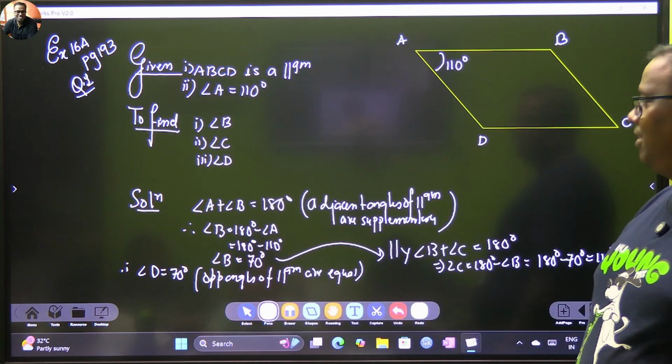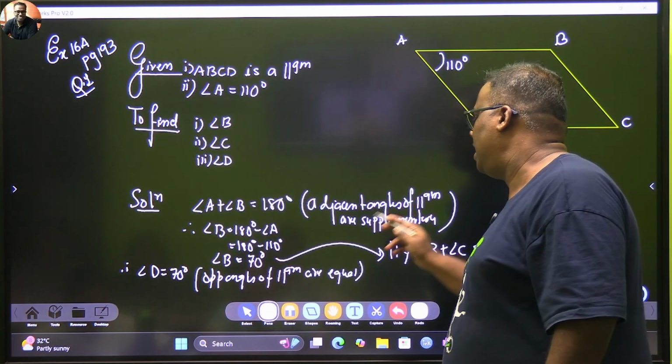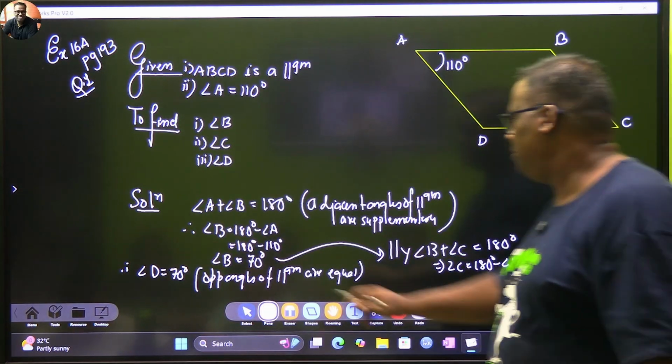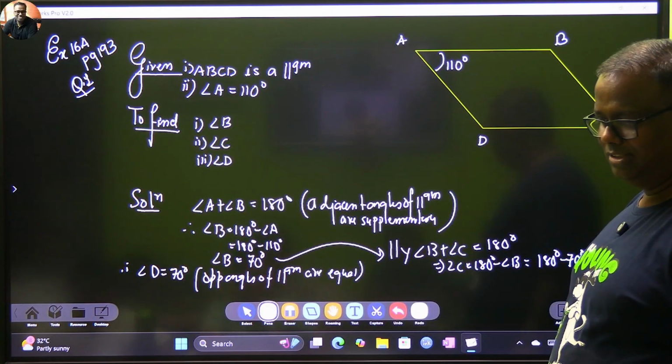What did you write in the brackets? I said adjacent angles of a parallelogram are supplementary, and opposite angles of a parallelogram are equal. Understood?